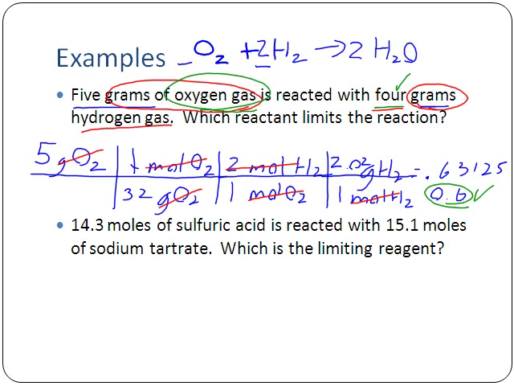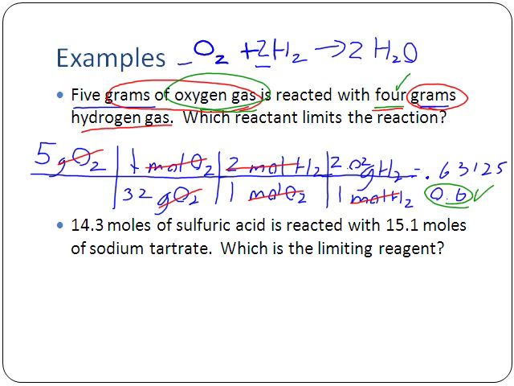And so this is my final answer. Oxygen gas must be my limiting reagent because of the fact that the hydrogen has a whole lot left over whenever it's done. We only needed 0.6. We have 4 available. So that's how you figure out which one's a limiting reagent.